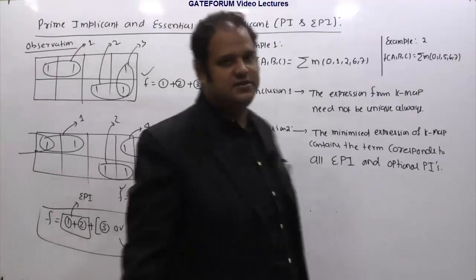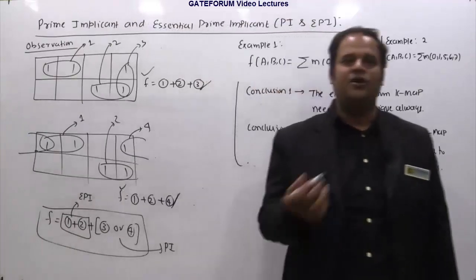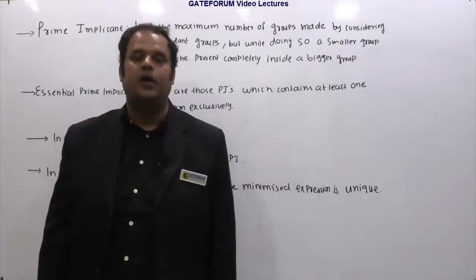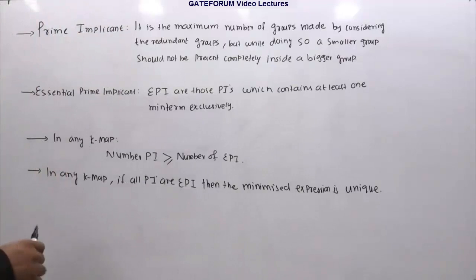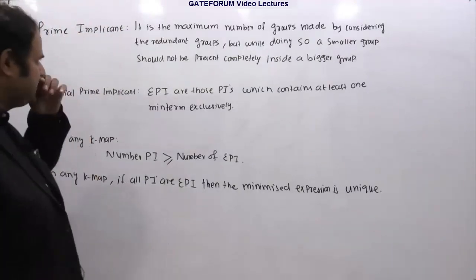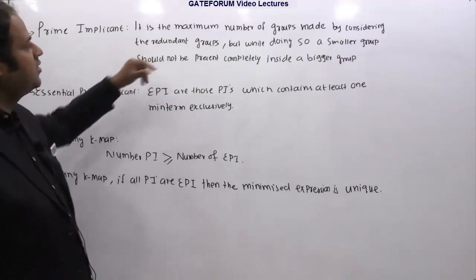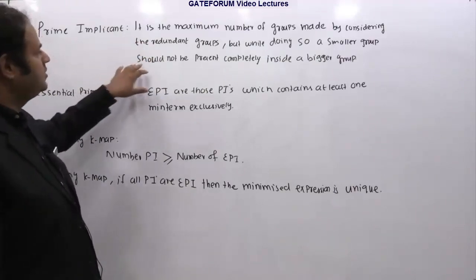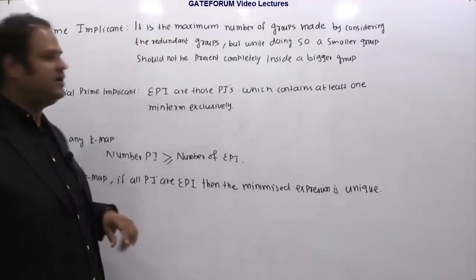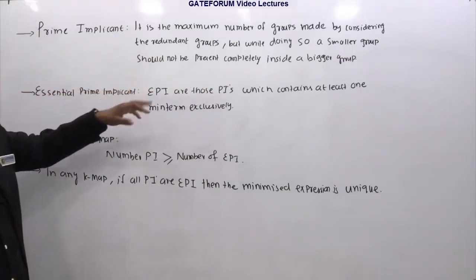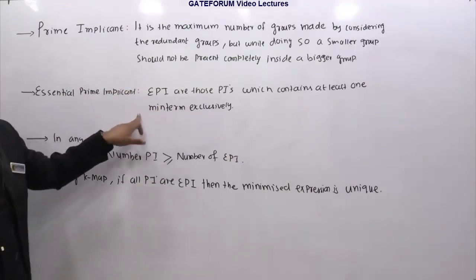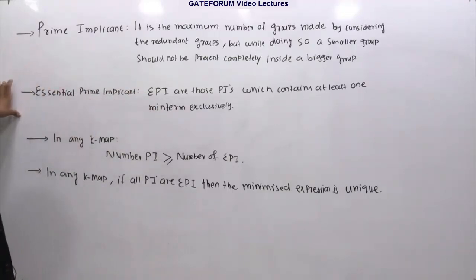Now let me give you the statements for PI and EPI. You can note them down for your future reference. Well, these are the statements of the definitions of the various terms I have explained. Prime implicants: it is the maximum number of groups made by considering the redundant groups, but while doing so, a smaller group should not be present completely inside a bigger group, right? And essential prime implicants: EPIs are those PIs which contain at least one min term exclusively. So these statements I have explained to you by taking 3 examples. I hope this is clear, so you can copy down these definitions.